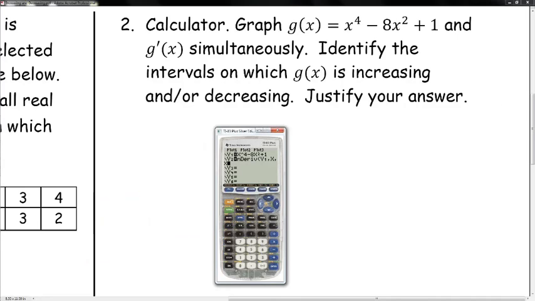And I'm going to scroll over so I can see the difference. And I'm going to make my derivative more bolded. So I'm going to hit enter. It's not doing which one I want. There we go. And hit graph. And just like we worked in our lab before, you'll be able to see where your function is going to be increasing and or decreasing.